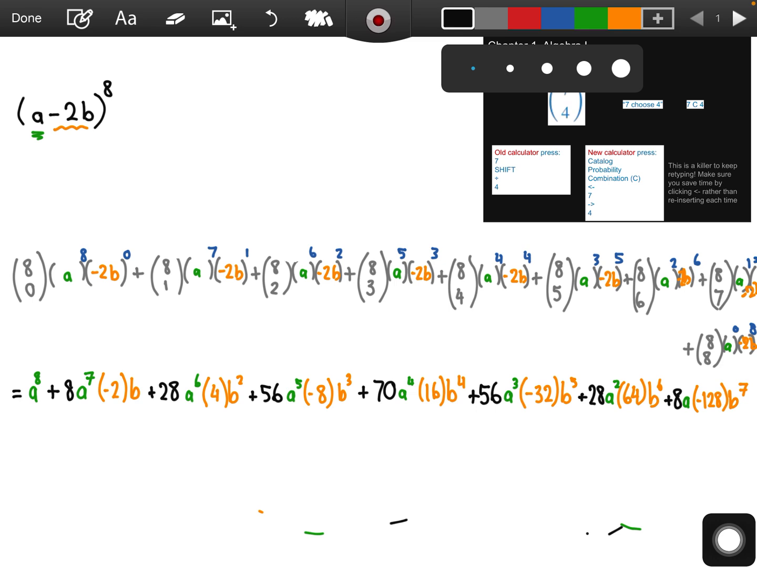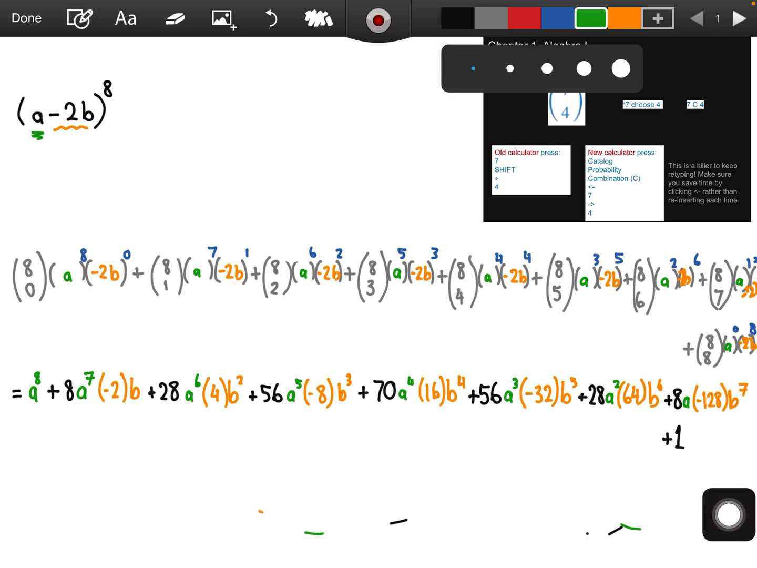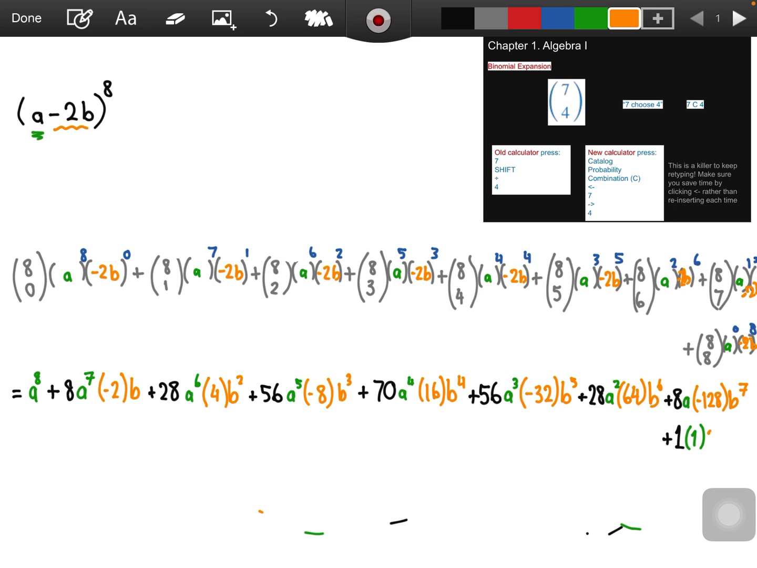And then my last one, 8 choose 8. There's only one way to do that. Okay, a to the power of 0 is also 1. Okay, so 1 times 1, they're not going to affect my answers. And then minus 2 to the power of 8. Okay, so again, it's an even power, so it's going to give me a positive final answer. Okay, and it's by 256, b to the power of 8.